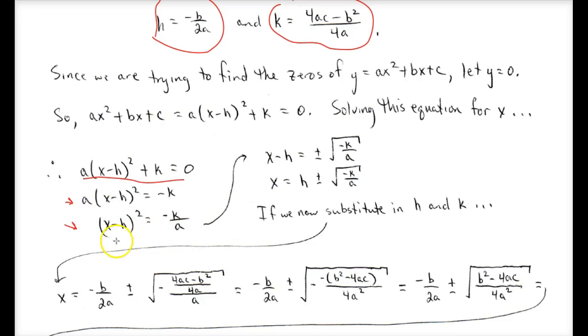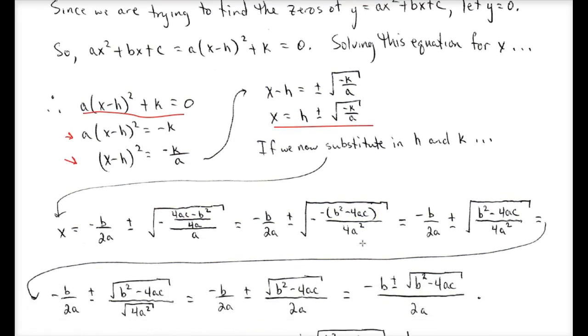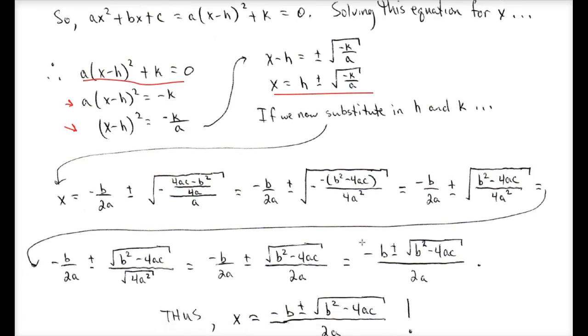Then from here, since we have something squared equals something else, we have to take the principal root, and this is how that looks, okay? From that point, to solve for x, we add h to both sides here, and this is what we end up with. So everything is written in terms of h and k now.